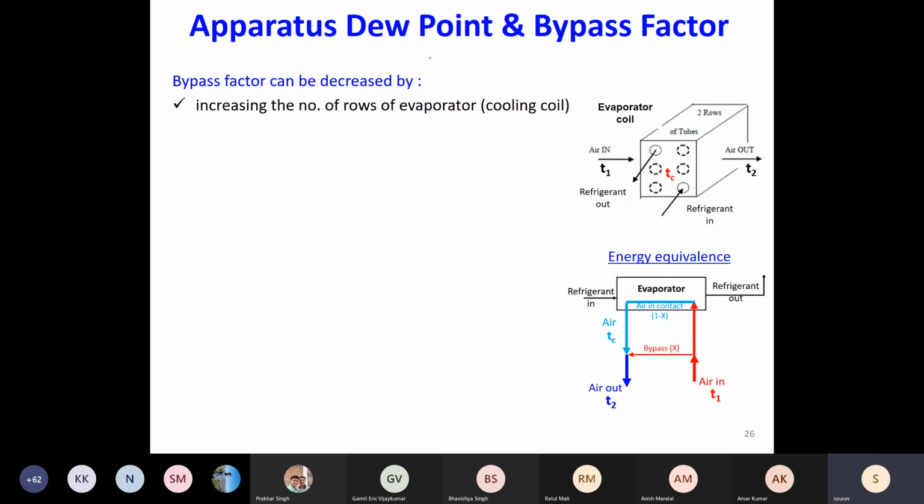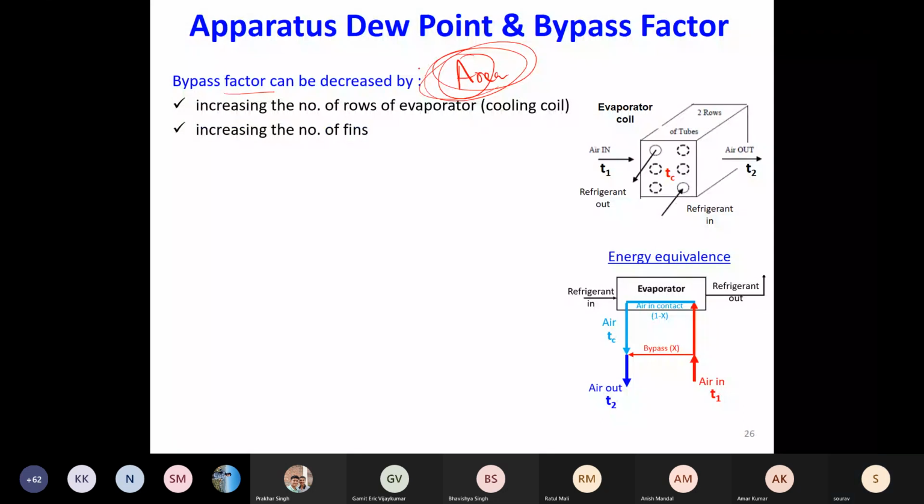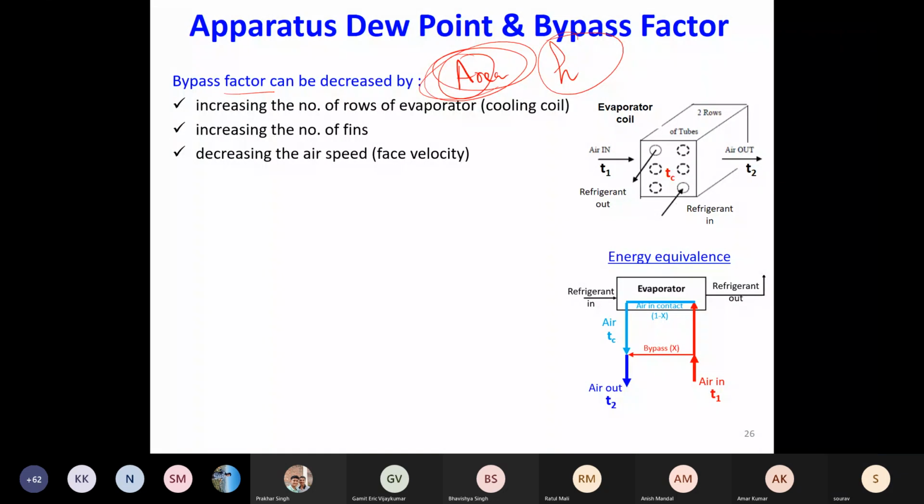So what does the effectiveness or bypass factor of the heat exchanger depend on? It is basically the area. That is the most important thing. If you increase the number of rows of the evaporator coil, that will decrease the bypass factor, or in other words, it will increase the effectiveness. Or if you increase the number of fins, you increase the area. Or if you increase the heat transfer coefficient, that will also improve the effectiveness of the heat exchange process.